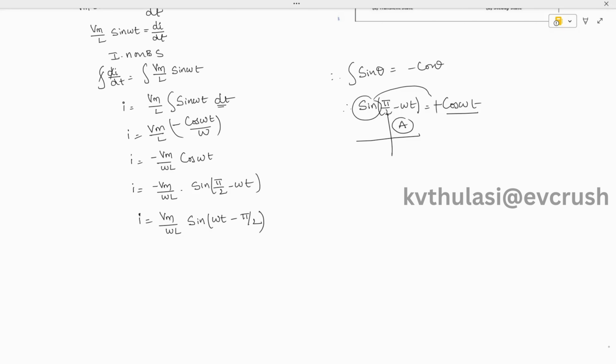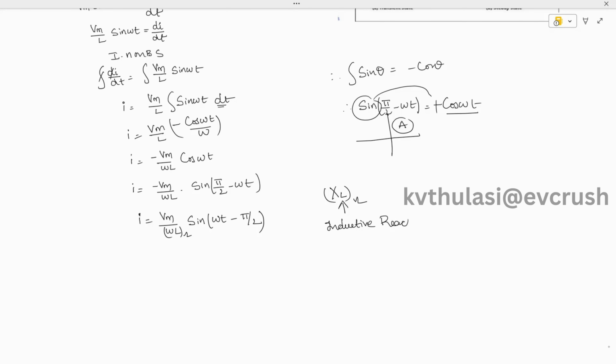Now this is the formula. Here omega L is called XL, which is called inductive reactance.